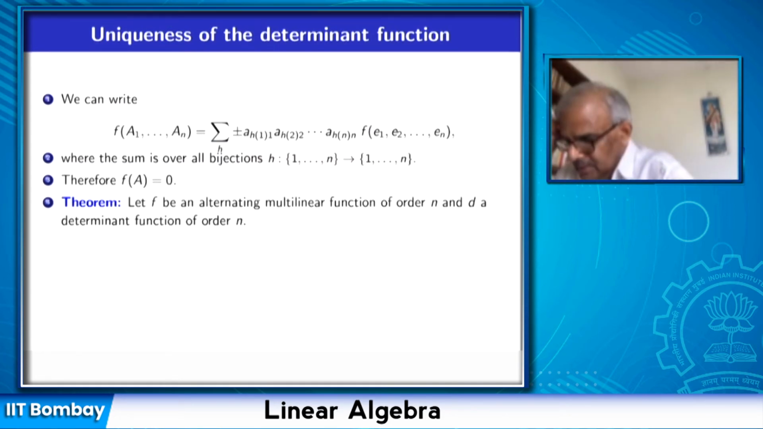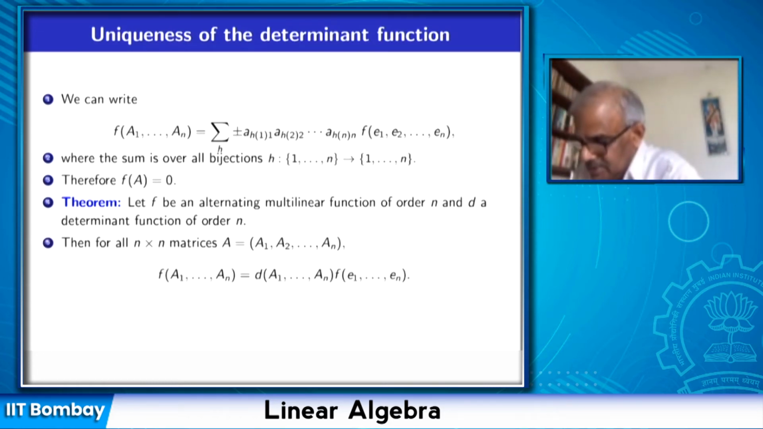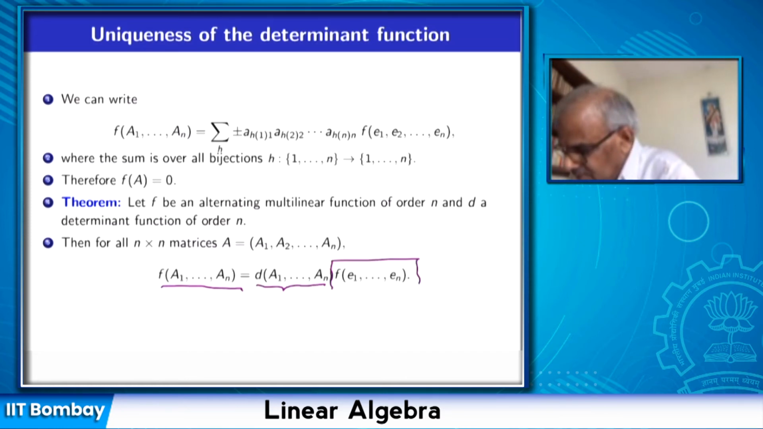Now let's prove that if f is an alternating multilinear function of order n and d is a determinant function of order n. So f lacks the normalization property, but d is multilinear, alternating and normalized, so it's a determinant function. So I have an alternating multilinear function and I have a determinant function. Then this theorem says that this multilinear alternating function is actually a multiple of the determinant function by f of e1, e2, en.